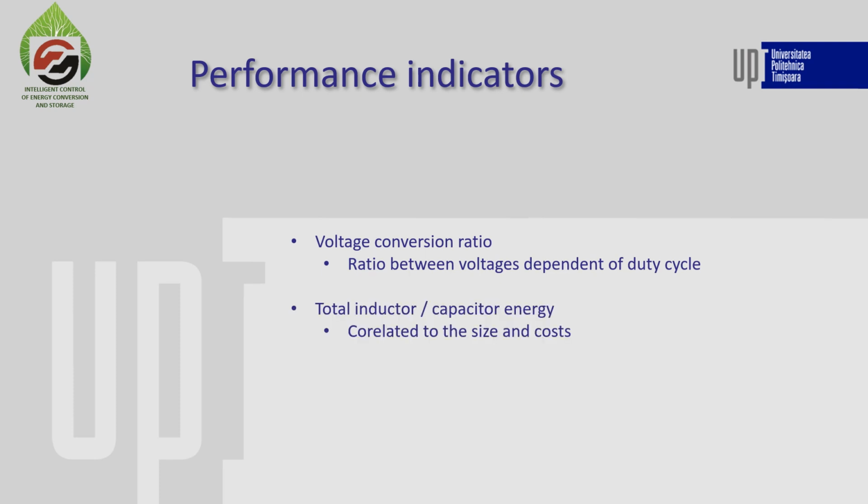Then we have the total inductor or the total capacitor energy, which is correlated to the size and costs of these components. And finally, we have the total active switch stress, which is also correlated to the cost and efficiency of the switches. So as you will see, apart from the voltage conversion ratio, all these indicators are represented relative to the conventional buck-boost converter in order to have a simpler and more relevant representation.